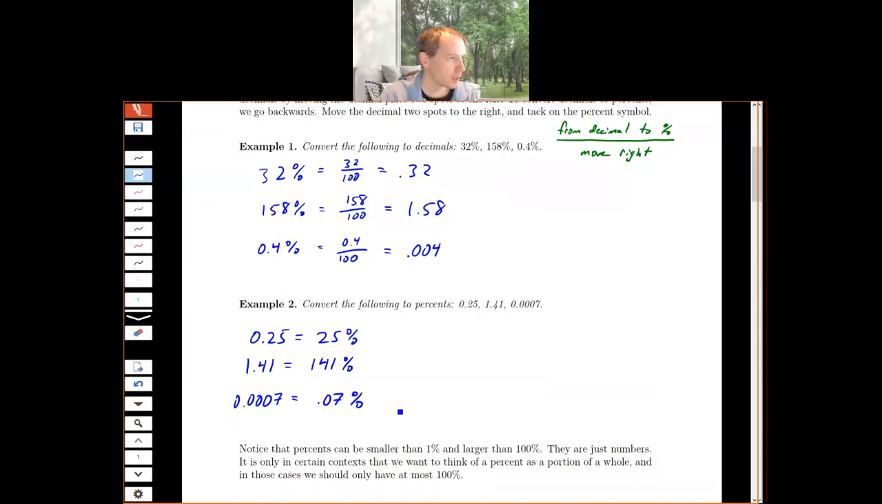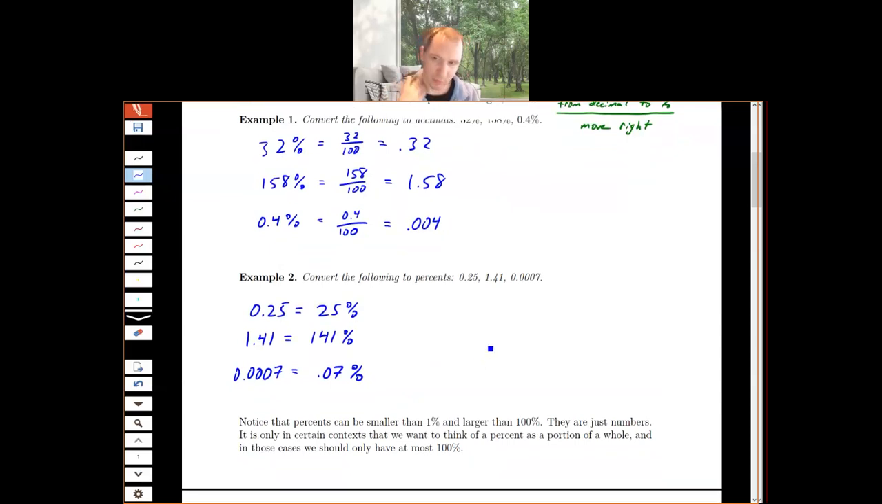Okay. Now, some of these percents are smaller than 1, right? That's okay. 0.07% is kind of a tiny number, but it exists. Percents can be bigger than 100%. That's fine. Percent, remember, is just a fraction over 100. There's no rule about fractions that says that they have to be between 0 and 1, right? We can have improper fractions, okay?